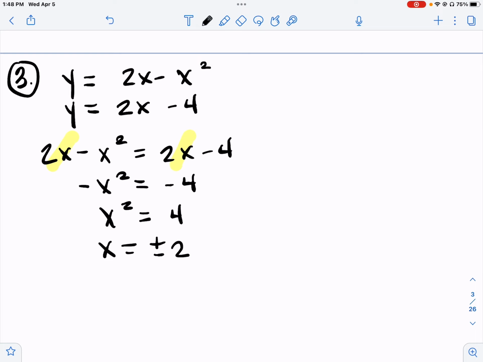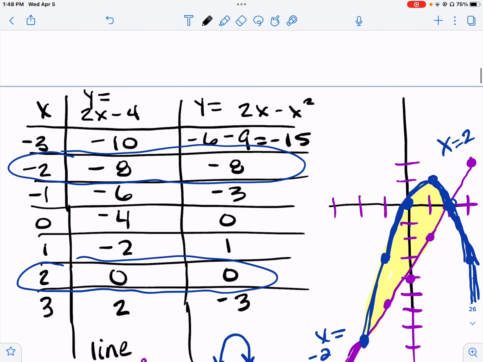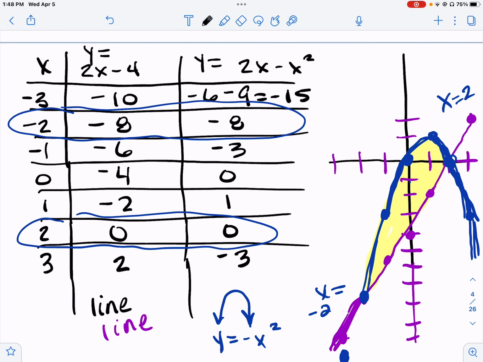Number 3, we are trying to find the area between these. So first we set them equal to each other to find where they intersect. So the two x's cancel. If you multiply by a -1 on both sides, we get x squared equals 4. So x is plus or minus 2. Okay, so -2 and 2 are the two places where they intersect. So that means they have the same point.